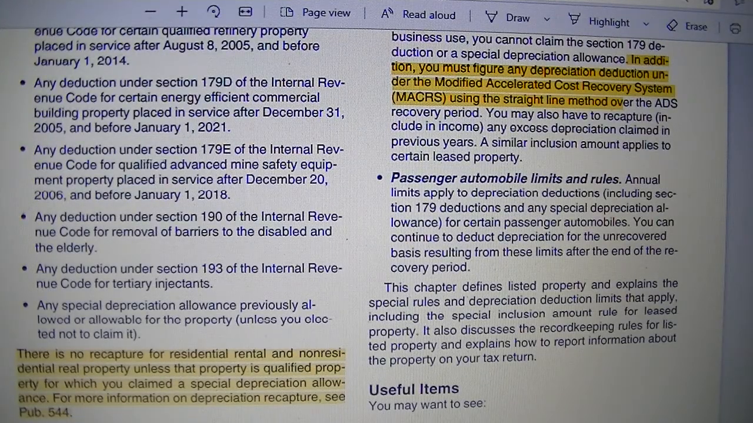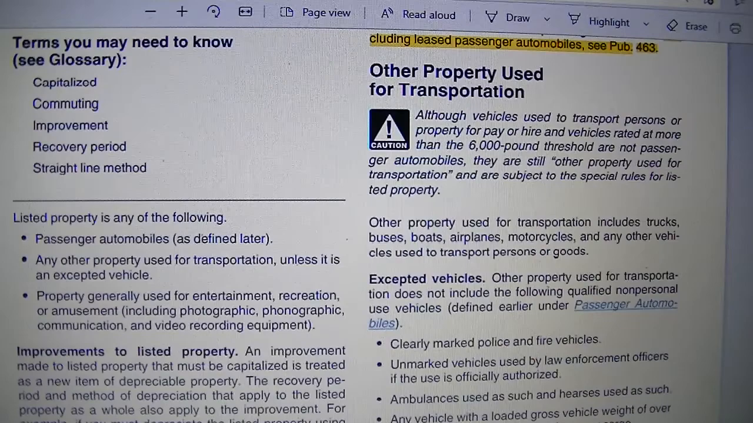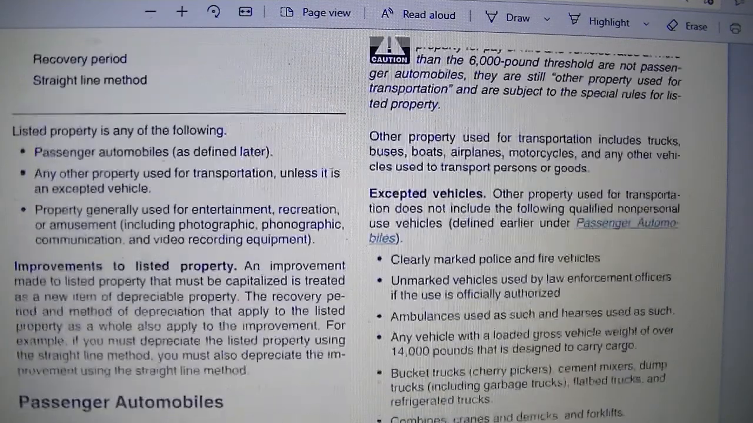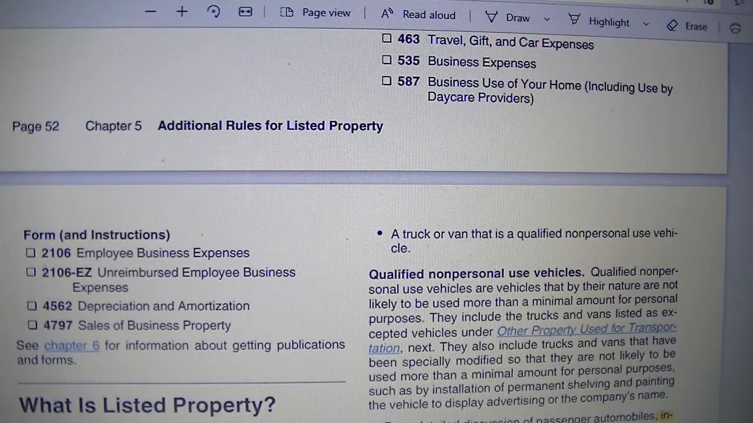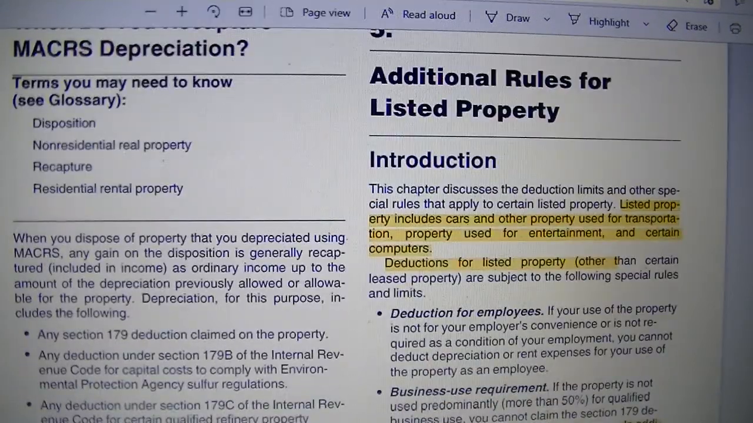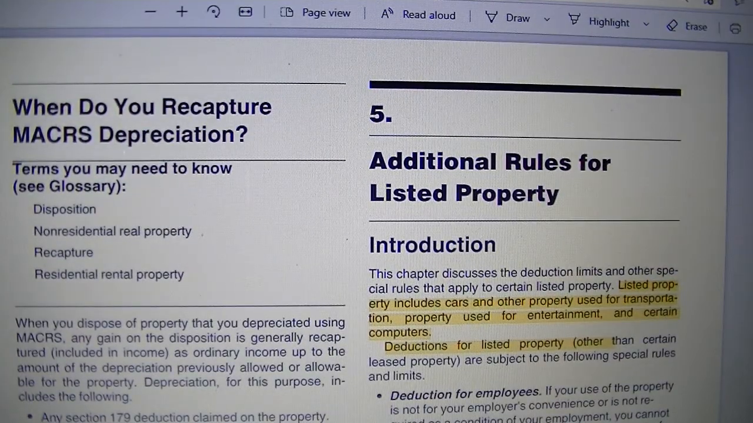But I'm more looking for the publication that you'll use. I'm not seeing it mentioned, but I believe it's okay here. 4797. So I was right about that. You might have to use Form 4797 to calculate the amount of recapture to add back as income to your business tax return.